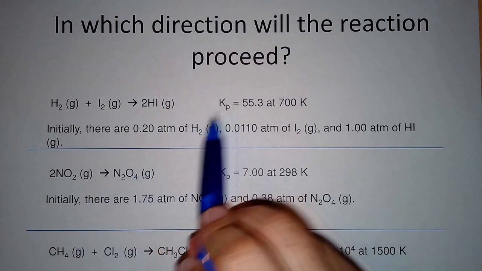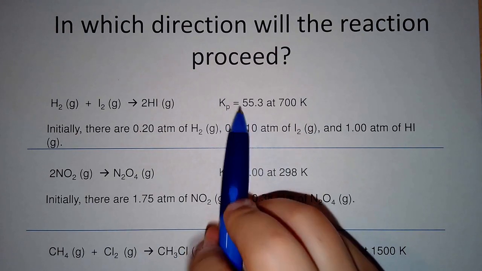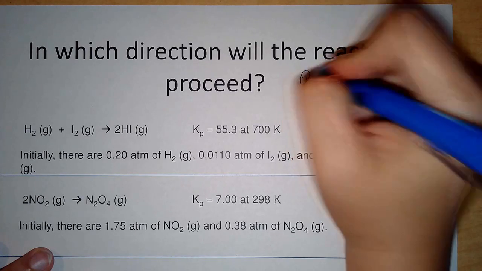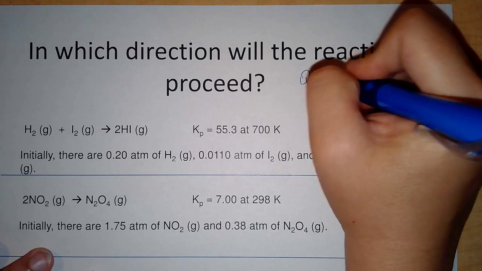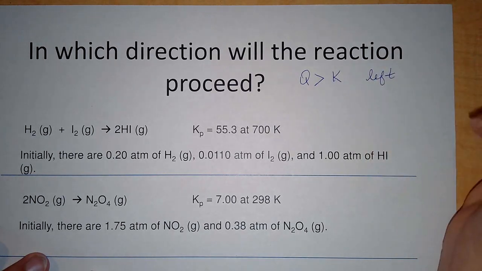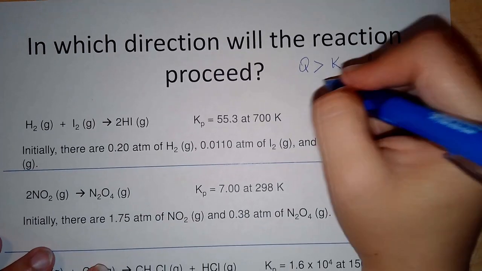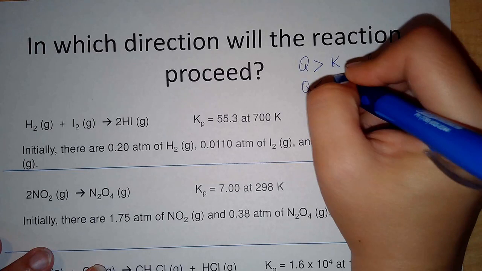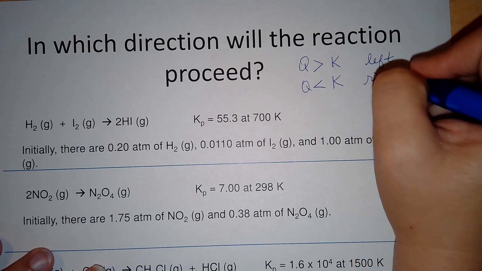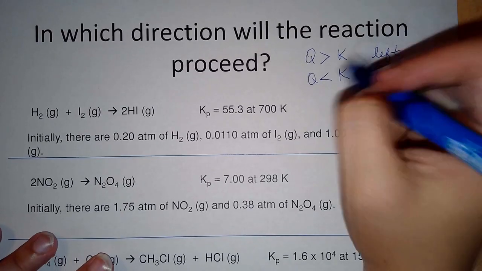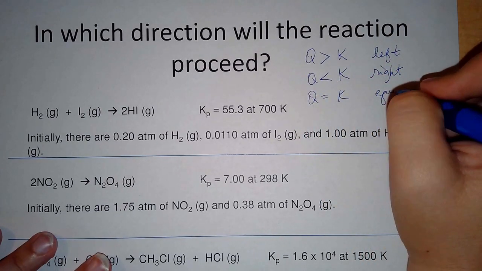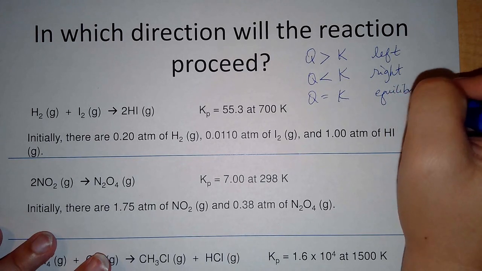So here are our different possibilities. If Q is larger than K, then we need to go to the left. If Q is smaller than K, we're not at equilibrium yet, and we're going to keep going to the right. And if Q is equal to K, then we're at equilibrium, and neither direction is favored. Alright, so let's look at what we have.